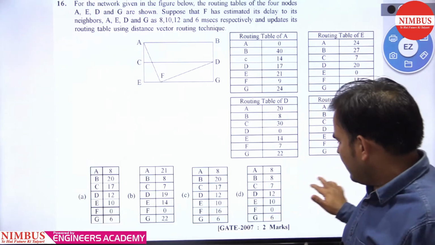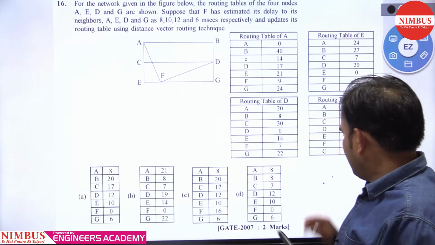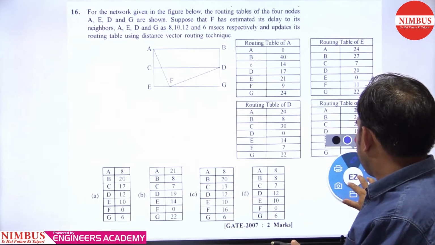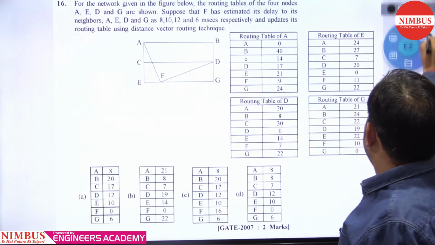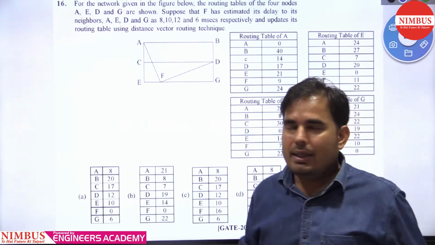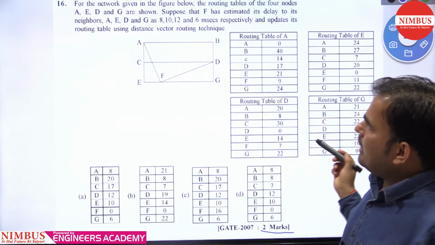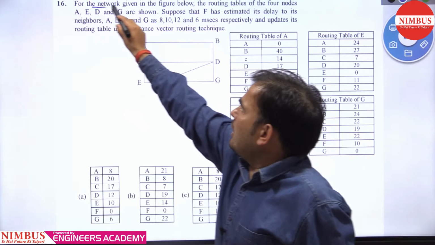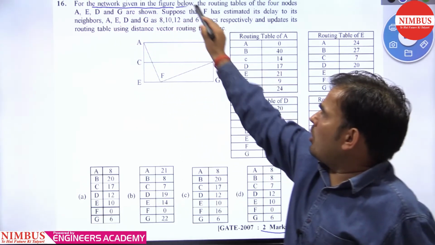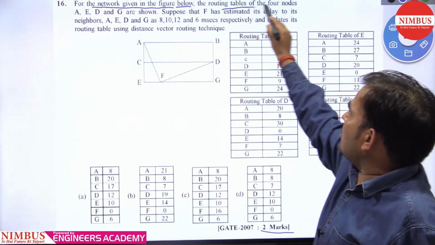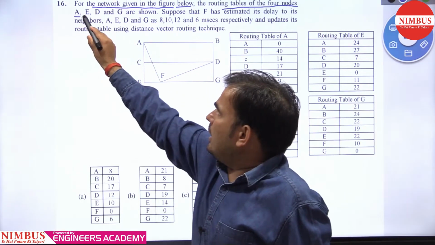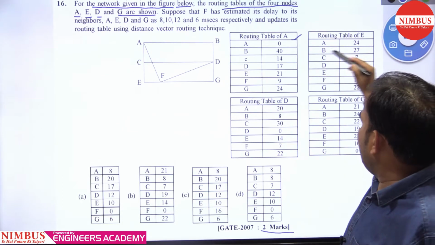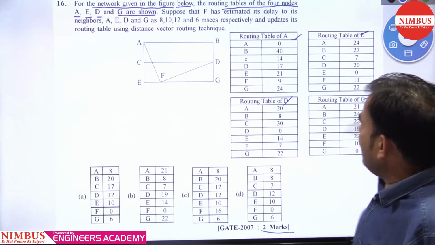Friends, this question was asked in GATE 2007 for 2 marks. Let's see what it is saying and what it is asking from you, and what is given in the question. For the network given in the figure below, the routing tables of the 4 nodes A, E, D and G are shown. These are the routing tables for A, D, E and G.